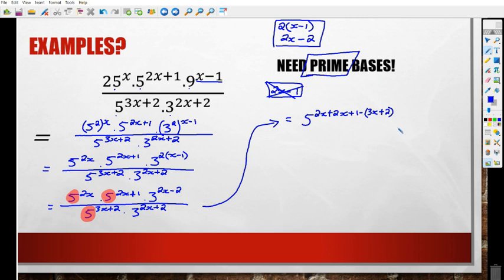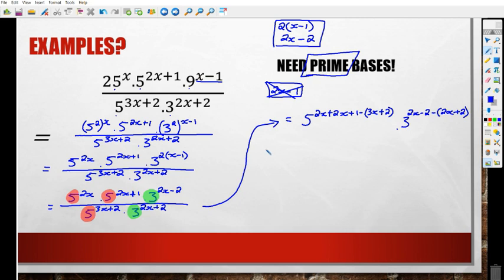Awesome. Multiplied by, now I'm going to deal with all my 3s, because 3 is not the same as 5. I've got a 3 here at the top and a 3 here at the bottom. What do I do with same bases that are dividing? I minus my exponents. So we've got 2x minus 2, and we're minusing this whole exponent, so I must put it in a bracket: 2x plus 2. I keep it in a bracket.